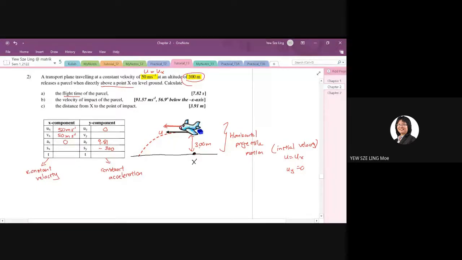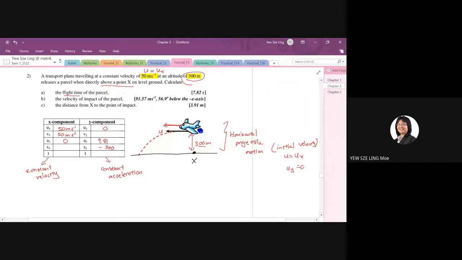See where is this 300 meter. You don't judge it based on the question. Question says above point X, but X is not our object. Our object is the plane. So you look at the diagram and see where this 300 meter is. Is it above the plane or below the plane? It is below the plane, so make sure to add a negative sign. So just now it's negative 9.81.